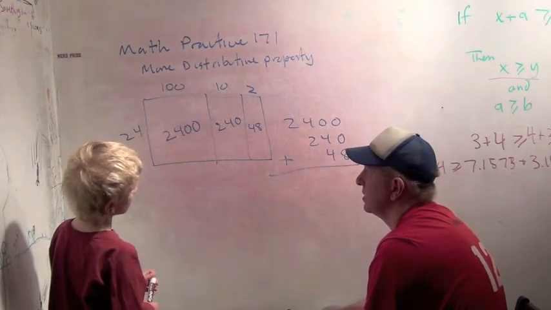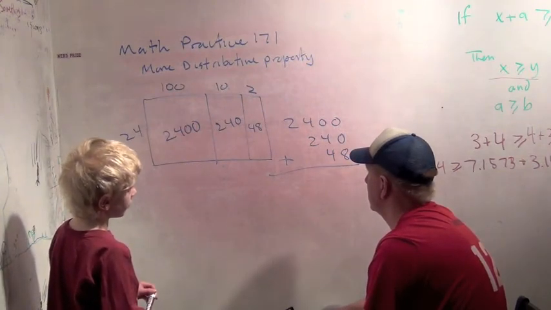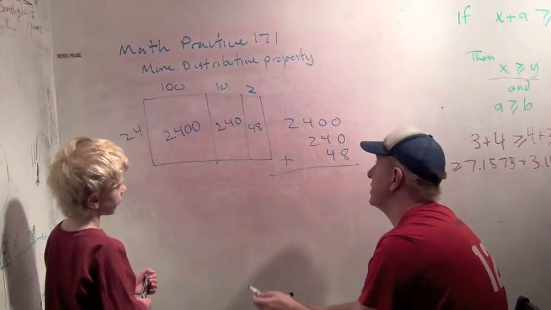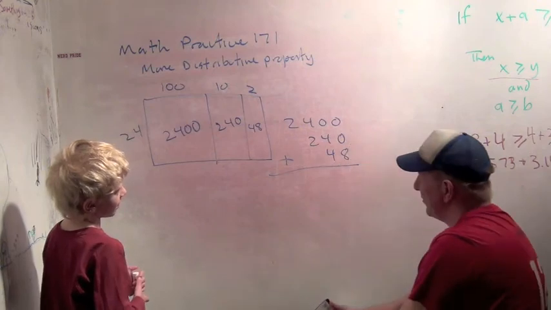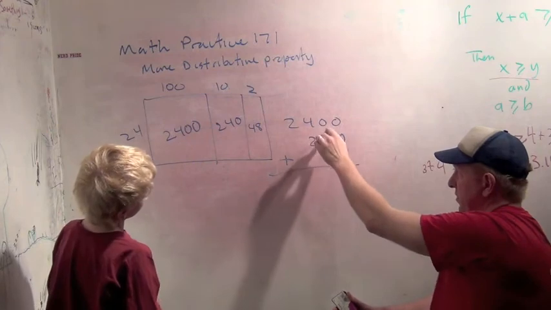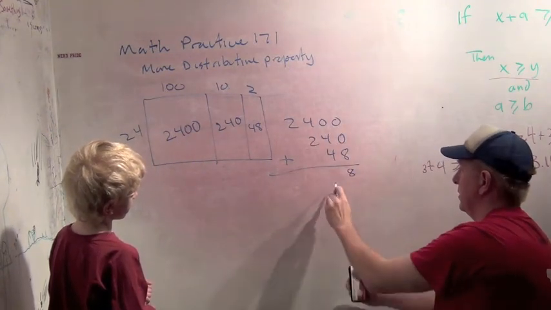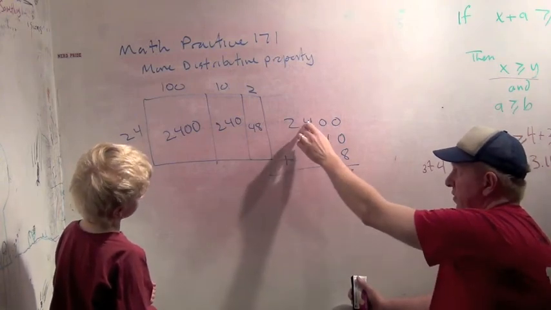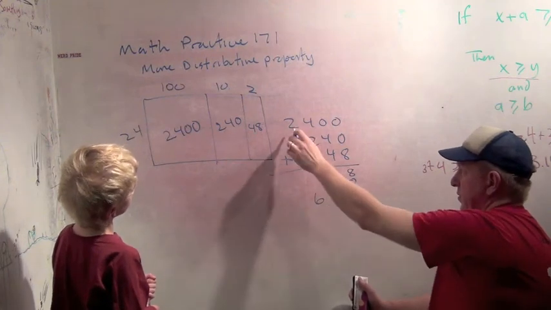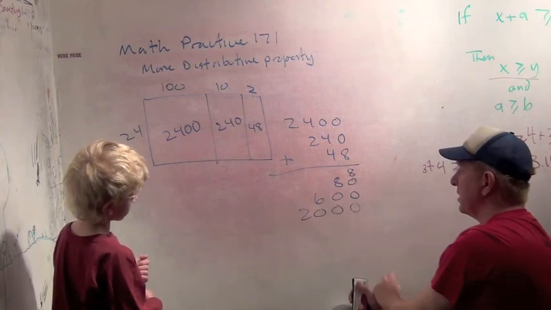What's that going to be? 2,488. Close. 2,648. Oop, not quite. Well, how do we add this up? We're going to add them in the columns, right? So we're going to get an 8 here. What's 40 plus 40? It's 80. What's 400 plus 200? It's 600. And what's 2,000 plus nothing? It's 2,000. So if we go slowly, now we see what the answer is.